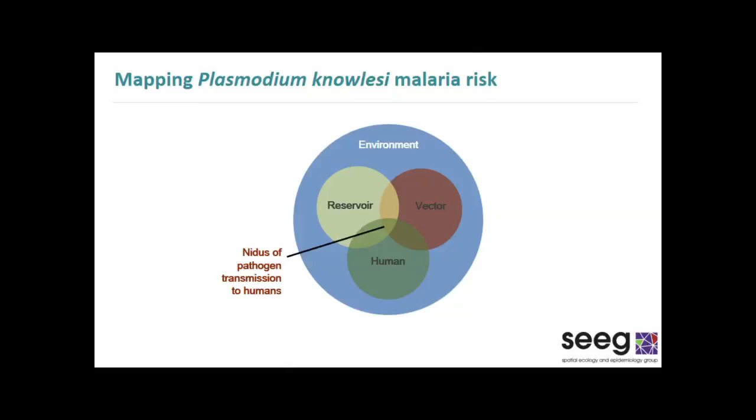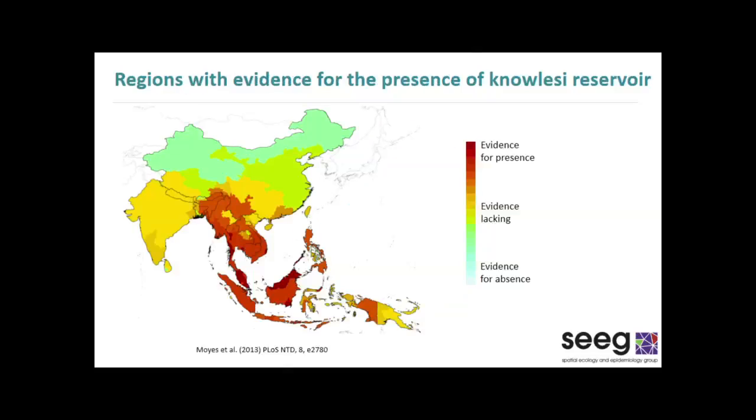The distribution of Plasmodium knowlesi malaria is presumably localized to where its reservoir and vector species occur, because both of these components are required for transmission to humans. So this is a map of regions with evidence for the presence of a knowlesi reservoir. That evidence included infections in humans, macaques, or mosquitoes, among many other things. And this became our study region for the project.